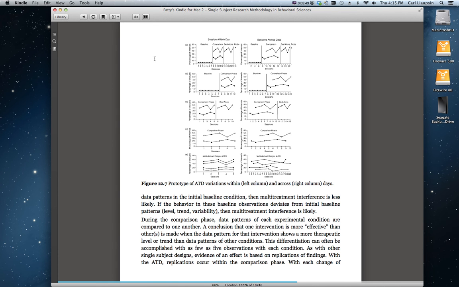And here, they're showing basic variations in figure 12.7. So take a look at that. In the first case of A, they do decide to have a baseline, and then they have the comparison, and then they use one individually to try to show what level they can get to, and then they have probes. It could be either multiple sessions in a day, or sessions across days.